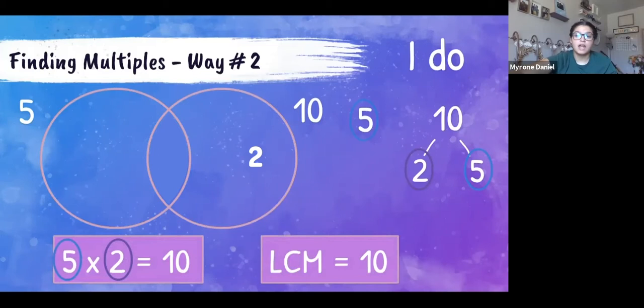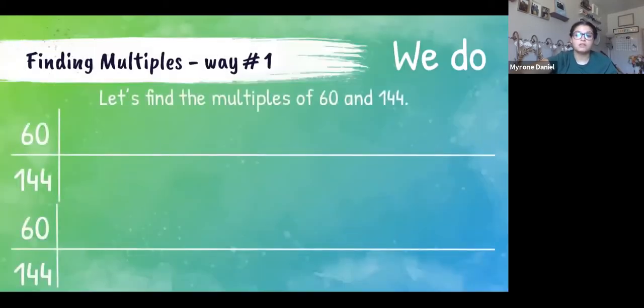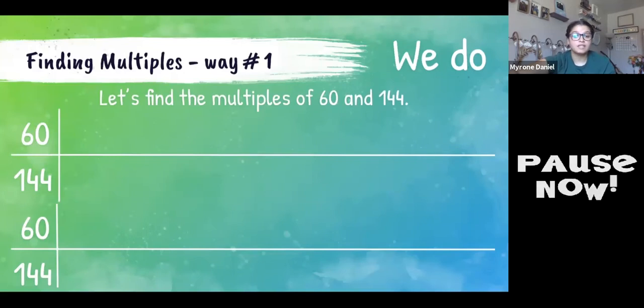So now we're going to do a we do. So we're going to find the multiples of 60 and 144. I know these numbers are big and it's going to be okay to find the multiples. All you have to do is do your multiplication or add 60 to the previous number or 144 to the previous number. So pause the video now for 5 to 10 minutes to find these multiples of 144 and 60 in order to find what our common multiple is going to be between those two numbers.